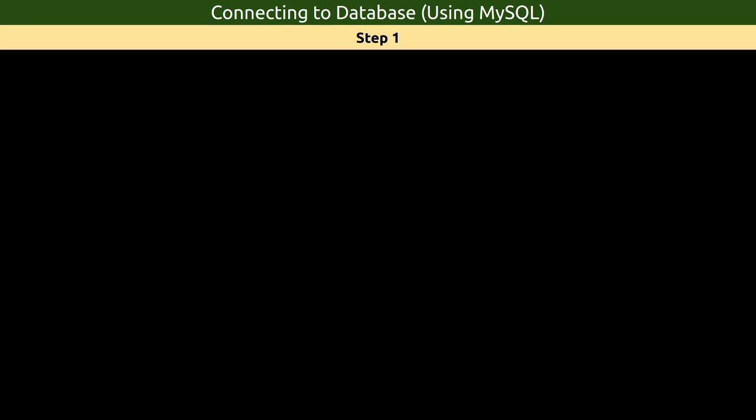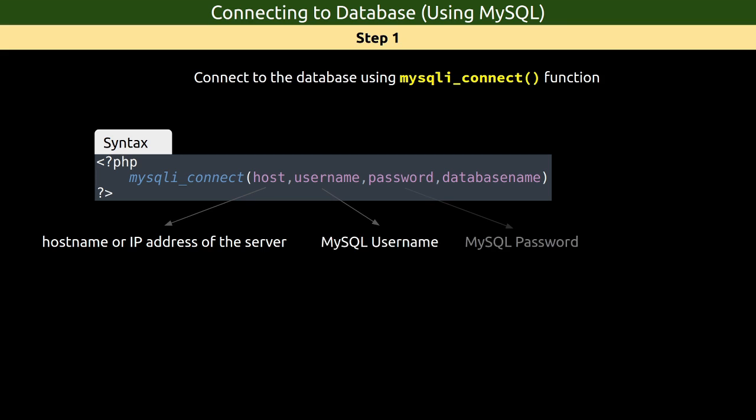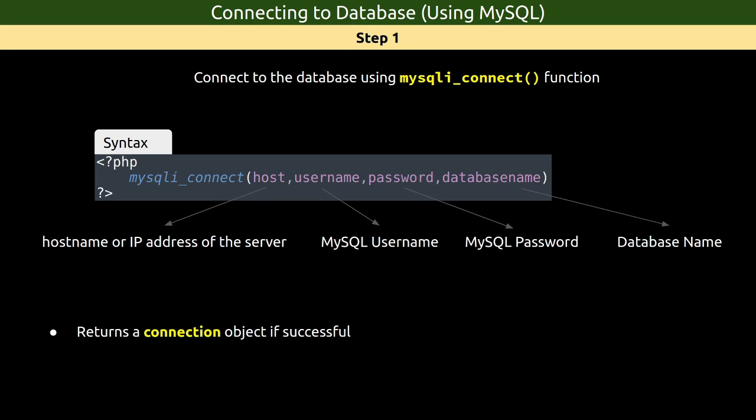So let's summarize what we have learned to connect to a database using PHP. Step 1 is to connect to the database using the mysqli_connect function, and the syntax for that was like this: mysqli_connect host, username, password and database name. The host is the name of the server, username is the MySQL username, password is the password for MySQL, and database name is the name of the database to which you have to connect. It will return a connection object if it is successful.